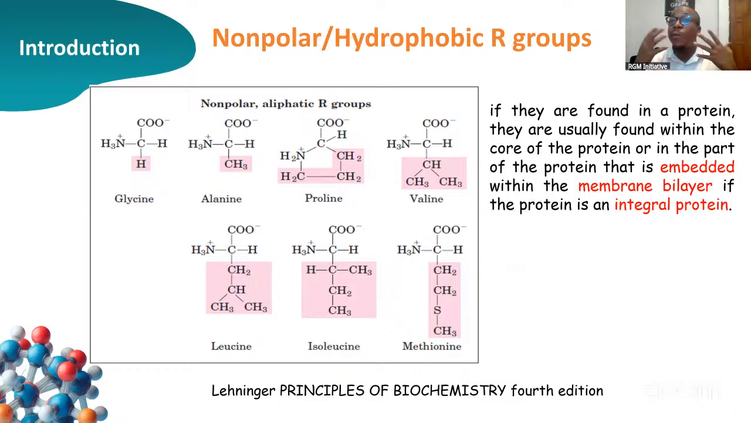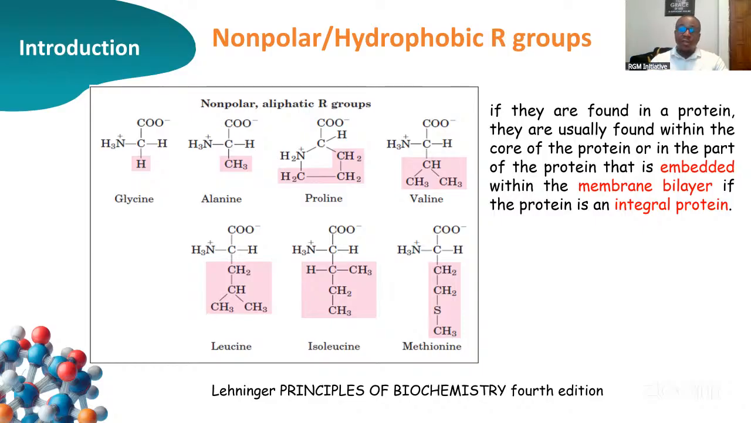Now, this is the non-polar aliphatic R groups. You know, I told you that it is the R groups that differentiate every amino acid. For example, of the 20 amino acids that are found in protein, it is the R group that differentiates all of them. So they are classified based on the characteristics of the R group. Now, the R group is what you're seeing painted.